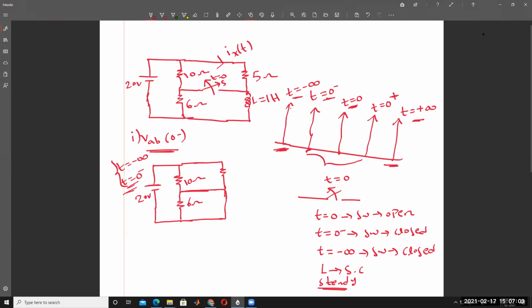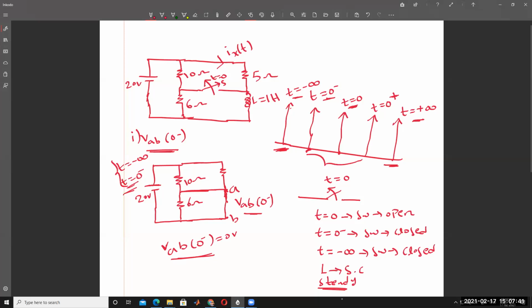Here, steady state condition. So this is called A and this is B now. Okay. So this is called the voltage across, VAB. Understood? So this is called VAB of 0 minus. So what is the voltage between these two? Short circuited. That's why VAB of 0 minus is equal to 0 volts because the inductor is a short circuit. It's clear.